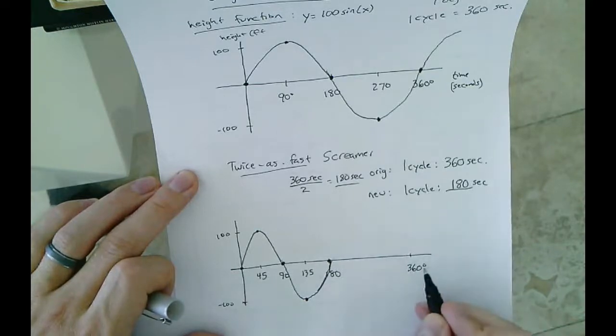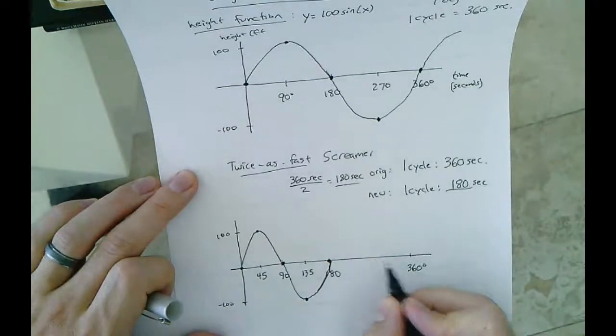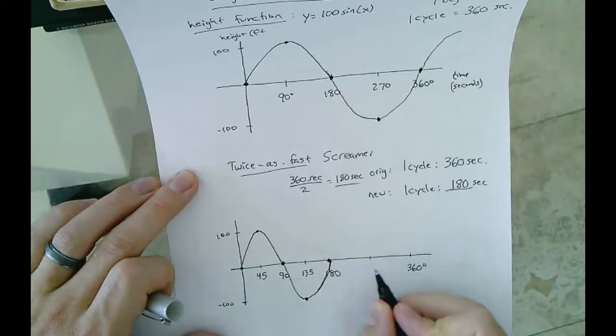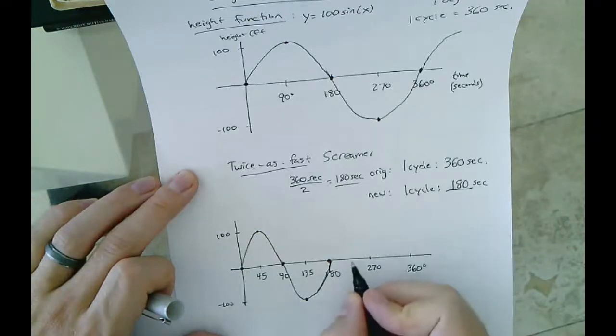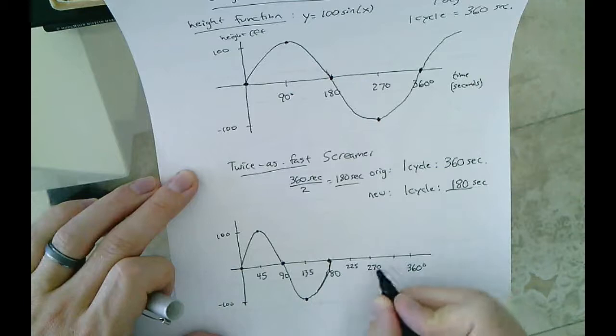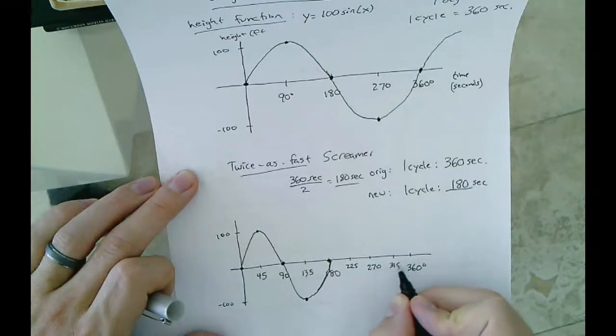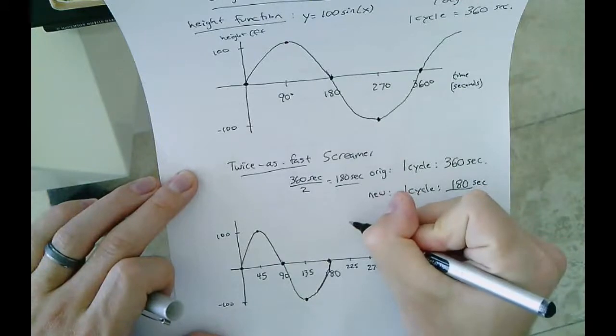180 to 360. Half of that, I think, is going to be 270. Now half of that, I think, could be 45 plus 180, which I think is 225. 225 seconds. And right in between here is 45 plus 270, which is 315. We could draw a whole other cycle right here.